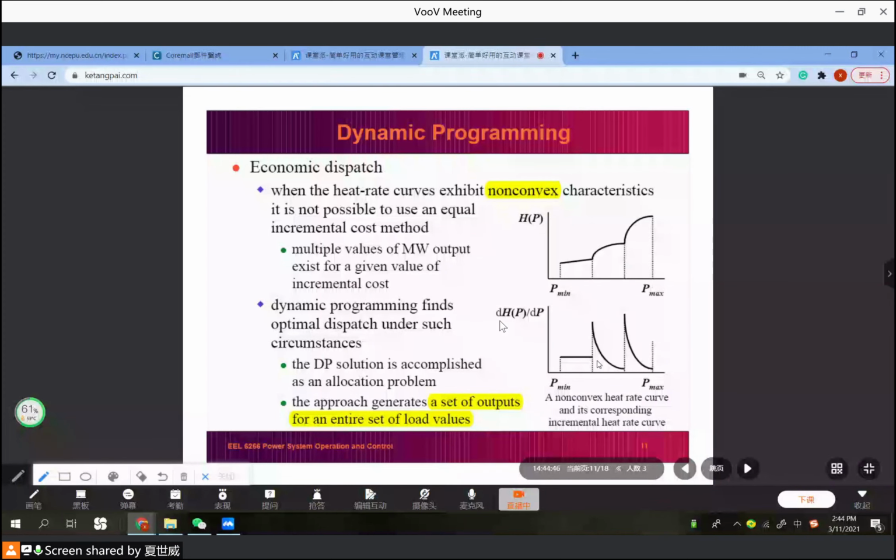You will find the incremental cost will be like this. The first order derivative is very complicated. It's not like this. It's just linear or square. These two types are continuous, and for this type, there's some jumping here. You see, they are not continuous. So for this type of input-output curve, it's difficult to use the derivative-based method. So we will use the dynamic programming method to solve.